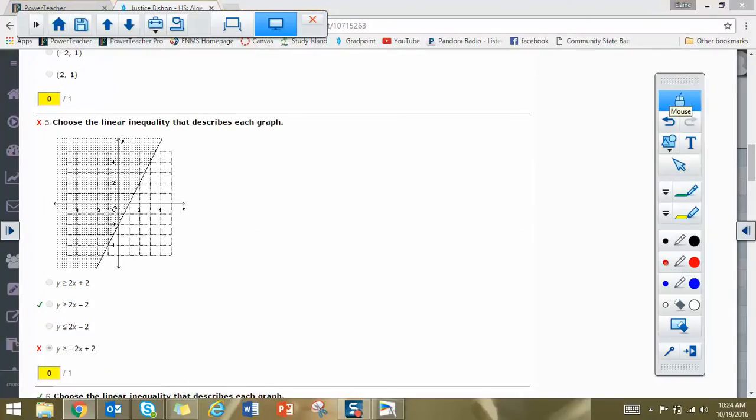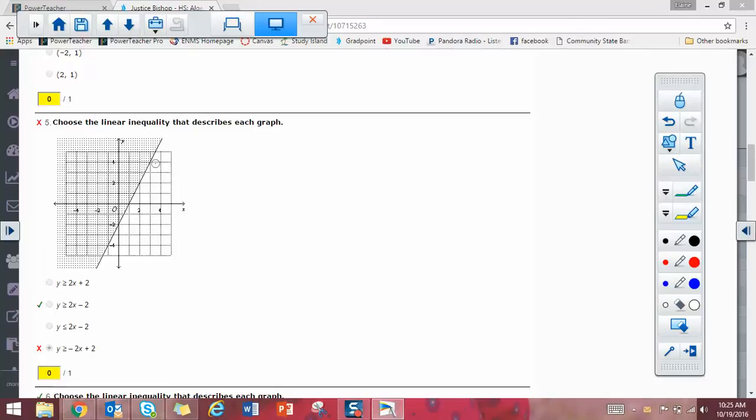Number 5 asks for an inequality that describes each graph. So a couple of things. First, it is a solid line, which means that our sign needs to be the sign that has the line under it, so either less than or equal to, or greater than or equal to. And they all have that, so you can't eliminate anything there.